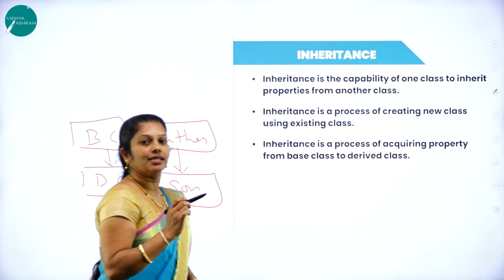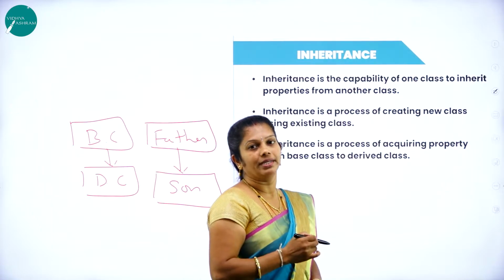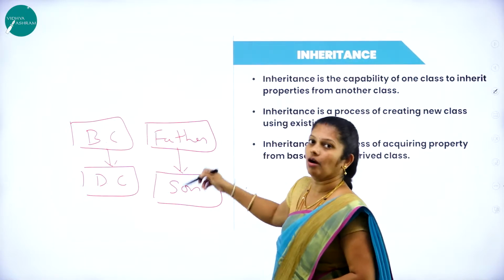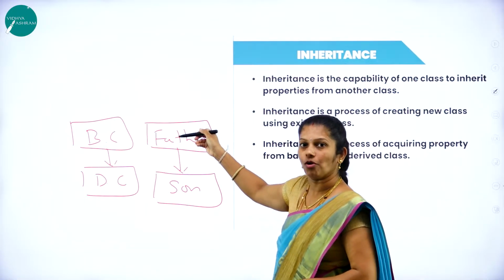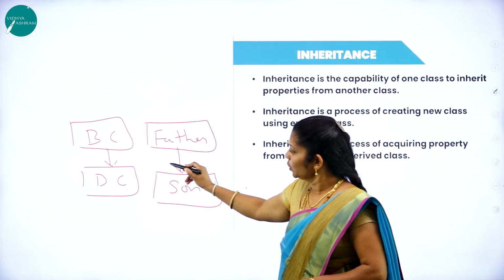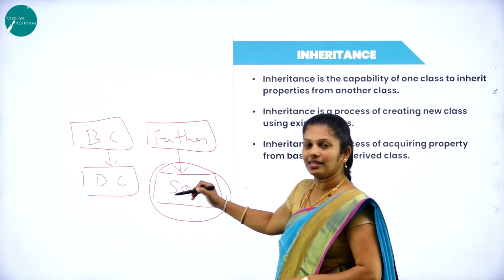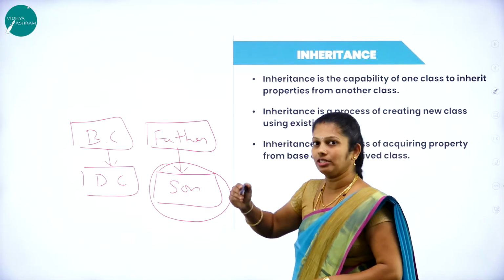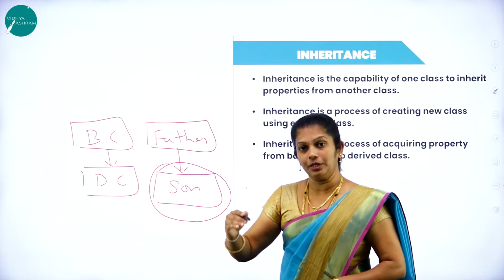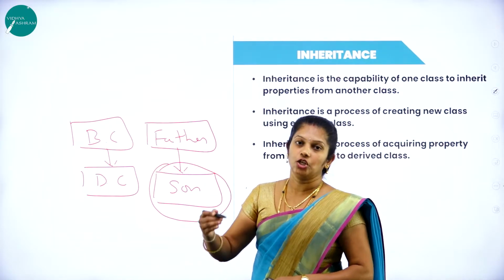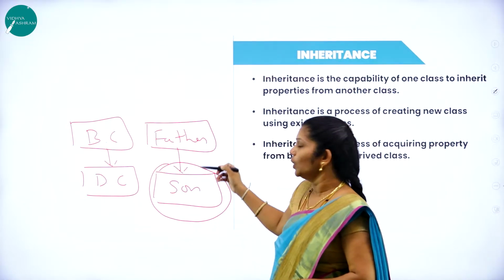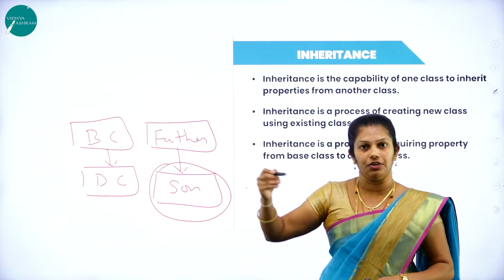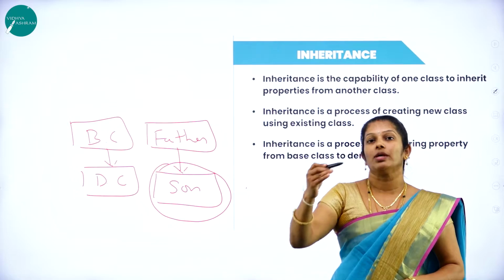Inheritance is a process of acquiring the properties from base class to derived class. It means that son acquires the properties from father. Here once again this son contains the properties of father, and there is no need to write the same properties again. For example, father has some properties, like the father can write neat diagrams, handwriting is good. While writing the son's properties, this son has the properties of father. Only one line we have to mention. No need to write all the properties once again.